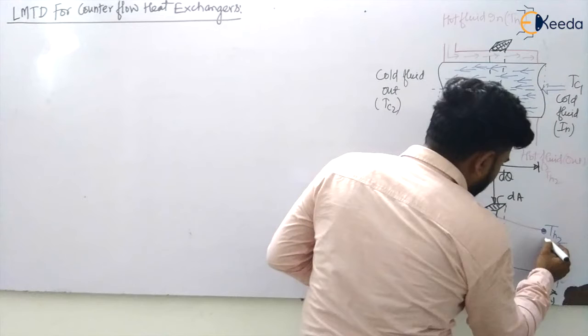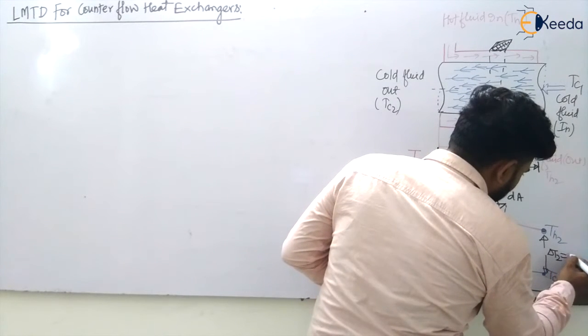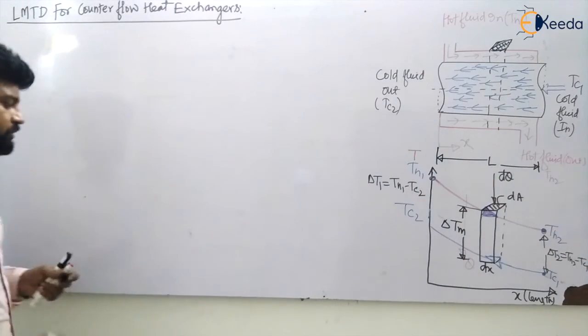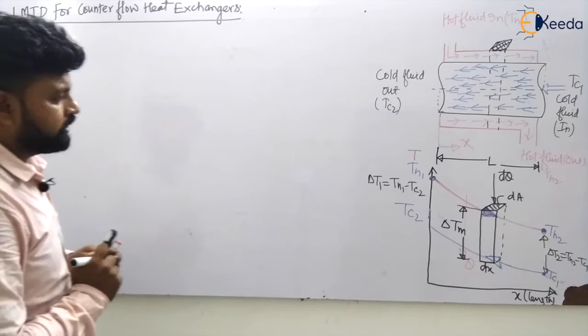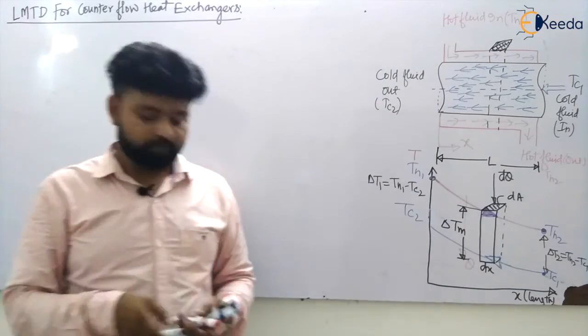What will be delta T2, my dear students? So delta T2 will be what? Delta T2 will be TH2 minus TC1. So it has been changed. And I know the temperature along the length x is decreasing for both the fluids.